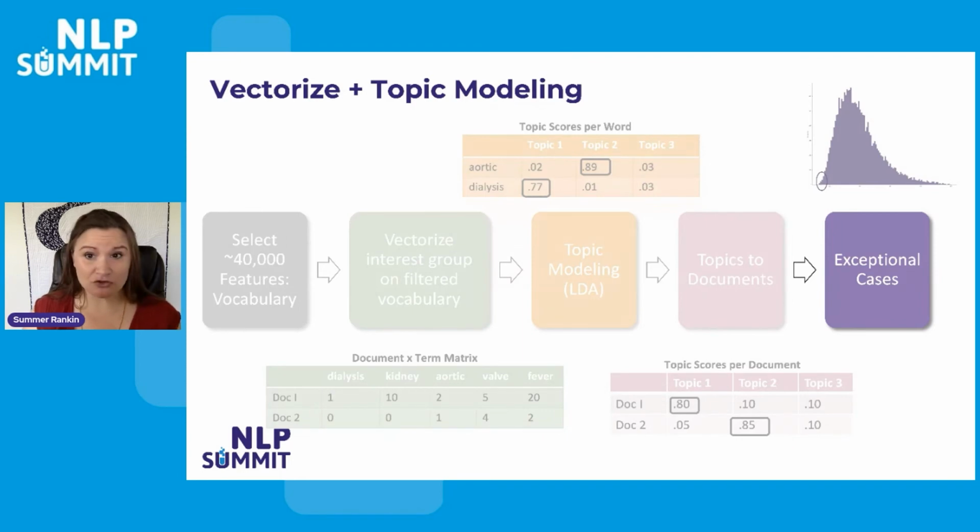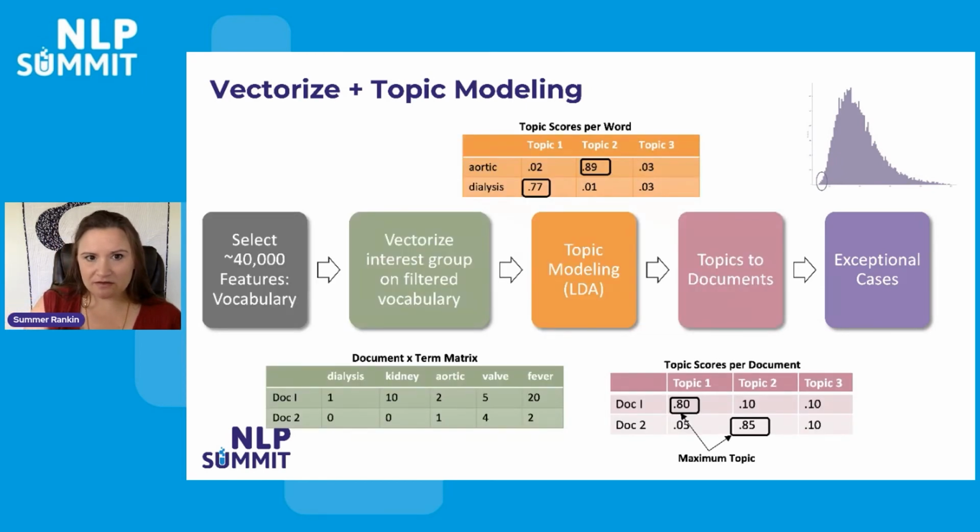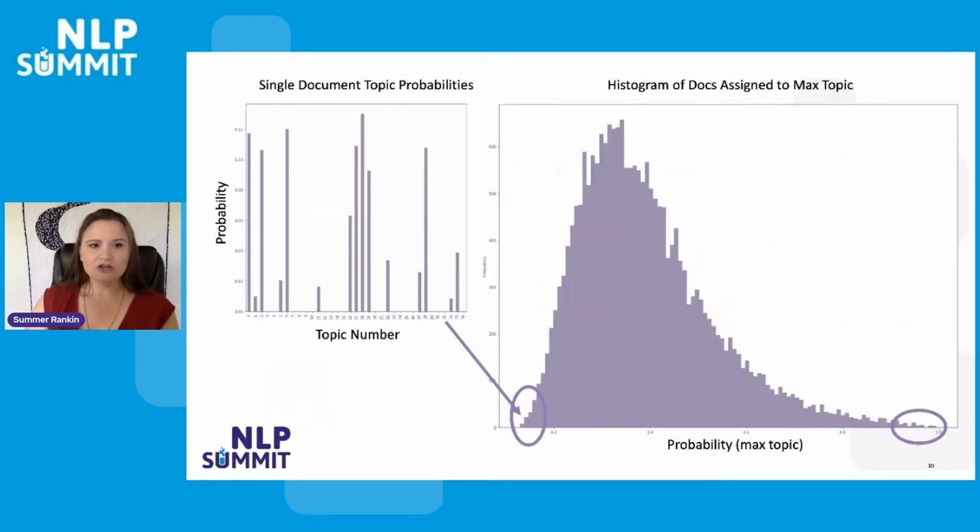So this histogram is essentially showing everybody's maximum score. Each document, or in this case each patient, has a max topic score. And this actually shows us something interesting. Here's the overview of the topic modeling process. Let's zoom in a little bit on that graph. We have two tails. The left tail shows us patients that did not fit very neatly into any of the topics that we've got here.